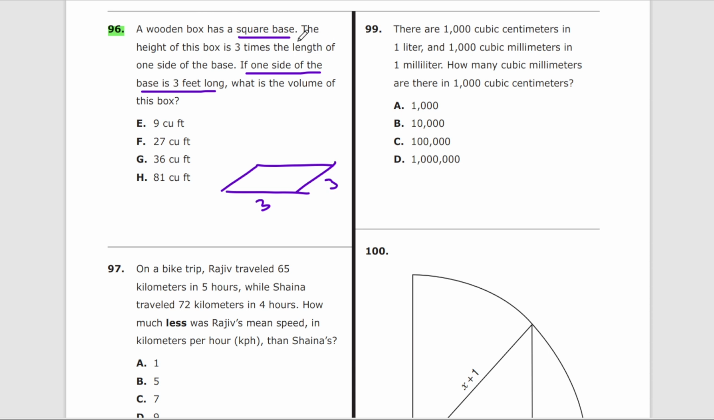And then the second sentence. The height of this box is 3 times the length, so the height is going to be 9, right? Because it's 3 times 3. So now, length times width times height is equal to 3 times 3 times 9, which is 9 times 9, which is 81. And that is the answer H.